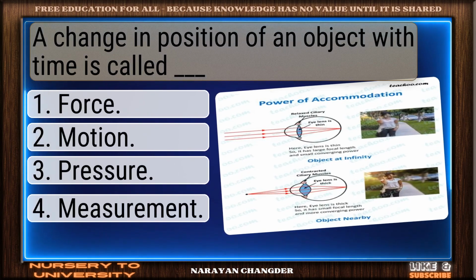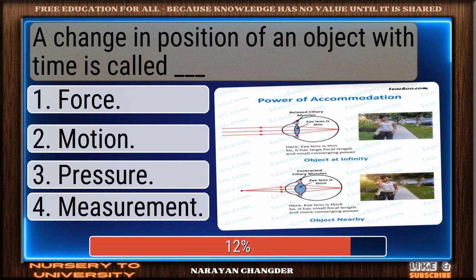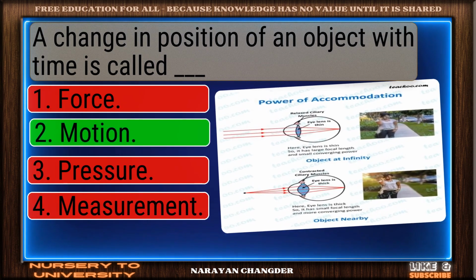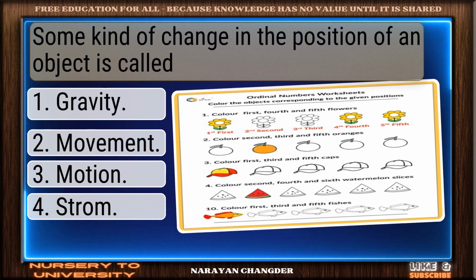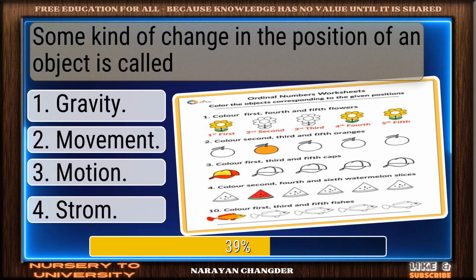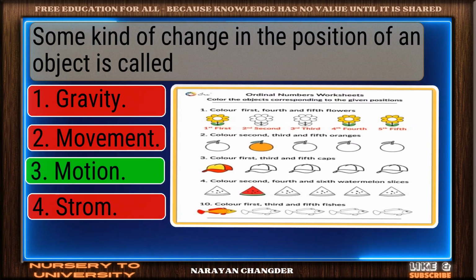A change in position of an object with time is called dash. Good thinking. Motion is the right answer. Some kind of change in the position of an object is called. Right again. Motion is a valid answer.